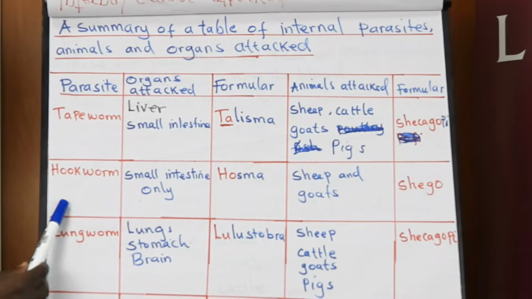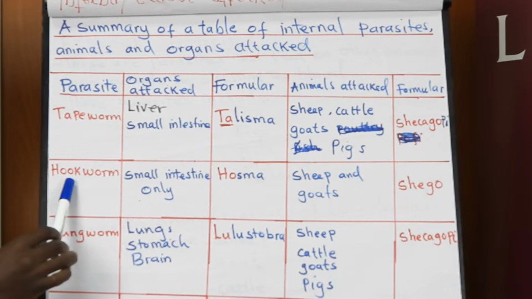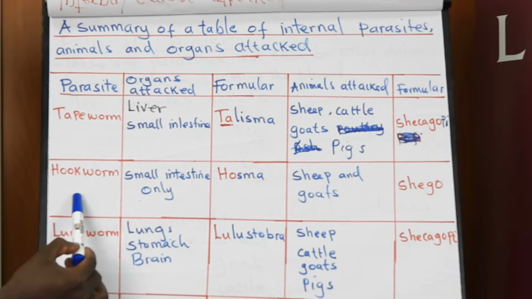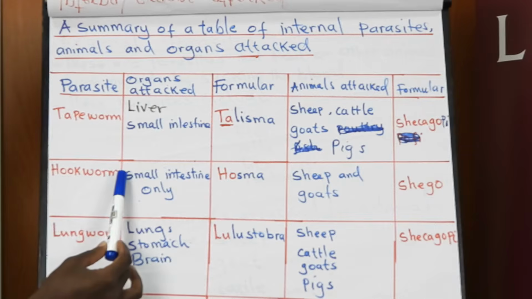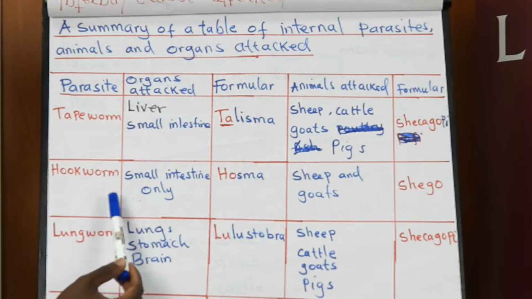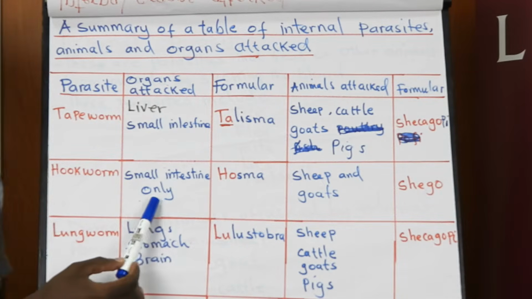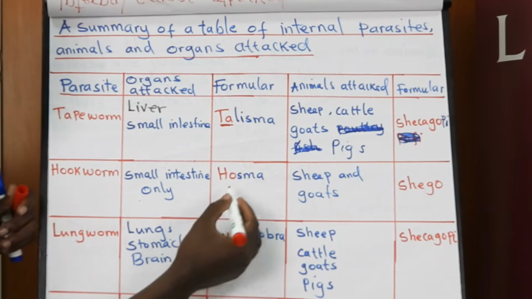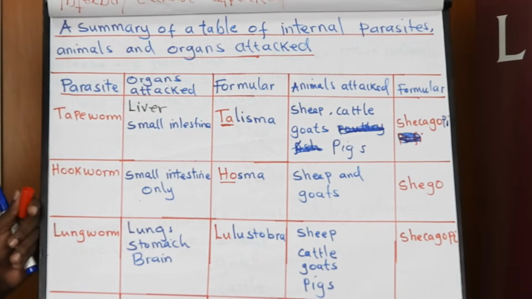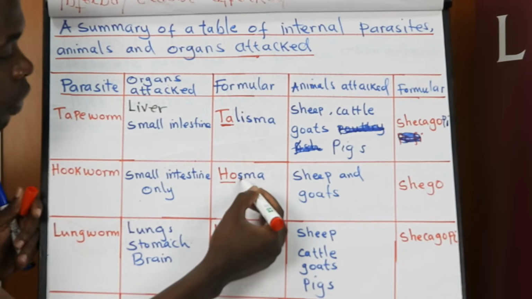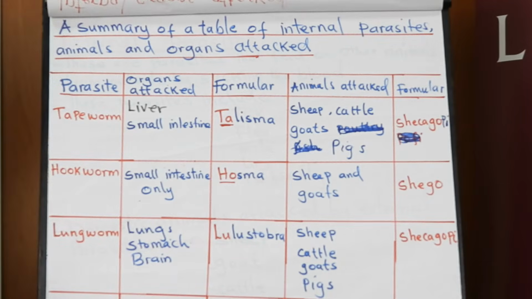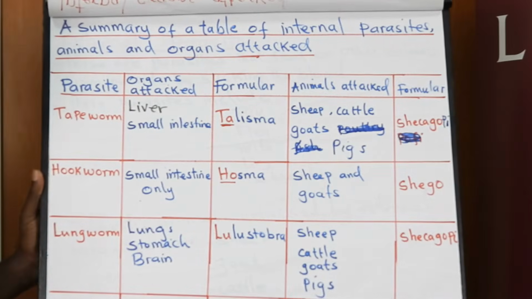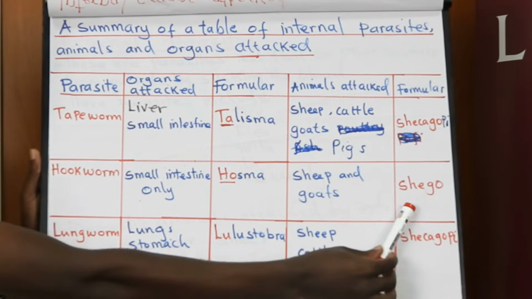The second internal parasite is hookworm. And you should note from where you are watching me, hookworm attacks only the small intestine. The formula there is HOSMA, where HO stands for hookworm and SMA stands for the small intestine. The animals attacked are sheep and goat. You can master it by the formula there, SHIGO.